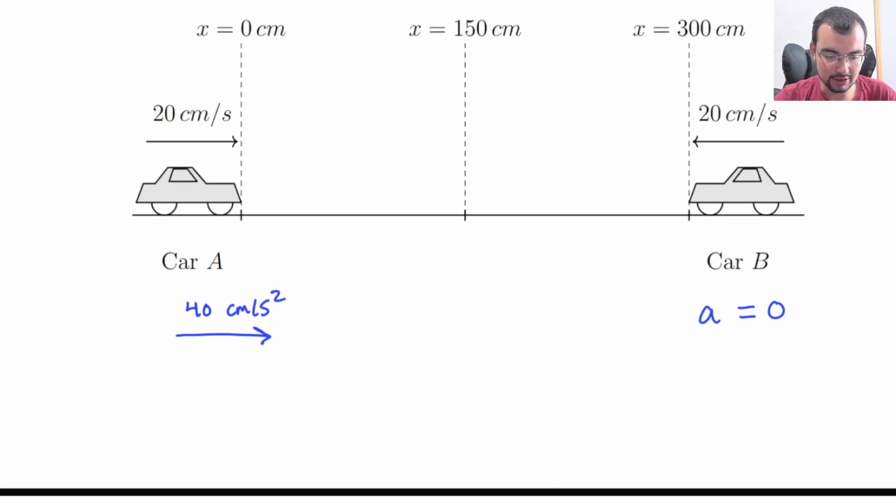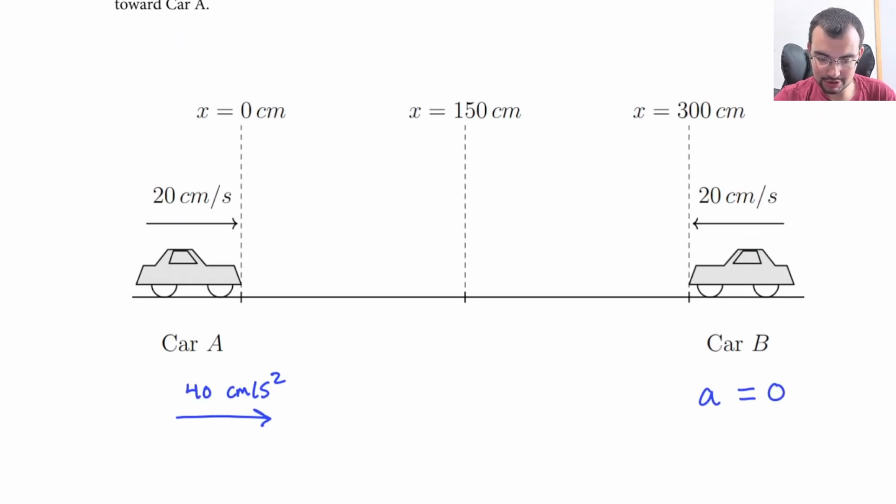Do they crash on car A's side, car B's side, or right in the middle? I guess that's not an option. So where do they collide? Well, we know if everything was symmetric, they would meet right up in the middle. But it's not. Car A is accelerating. Car A is getting faster and faster, but car B is stuck at its initial speed.